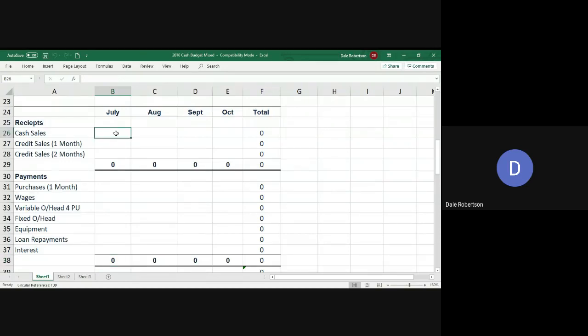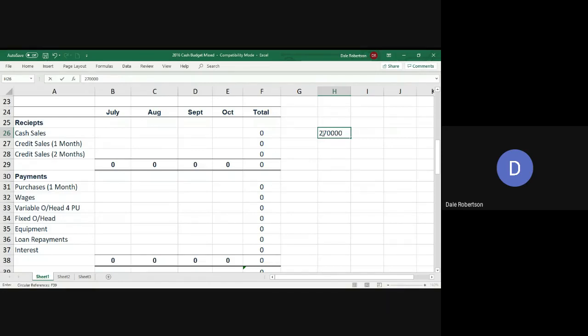For example, in the cash sales, credit sales, and credit sales for 2 months, we must read paragraph 4 of the question 2016, which says the cash collection pattern from sales is expected to be as follows. Cash collection is 30% for immediate cash, and then 70% is on credit, and half of that is 1 month later, and the remainder is a second month later.